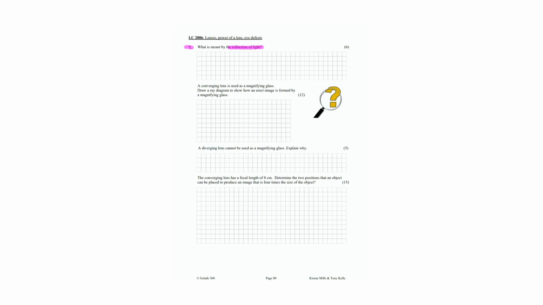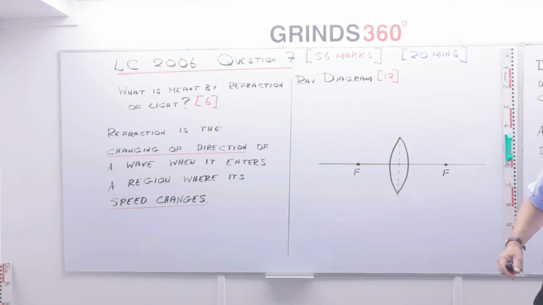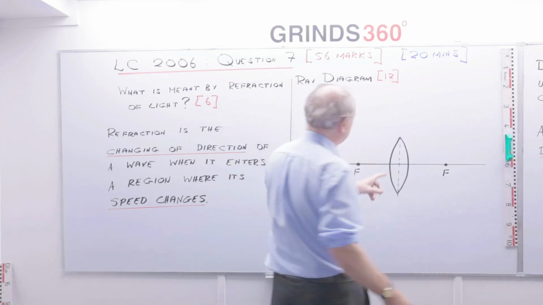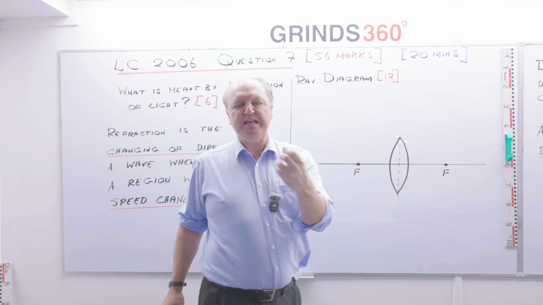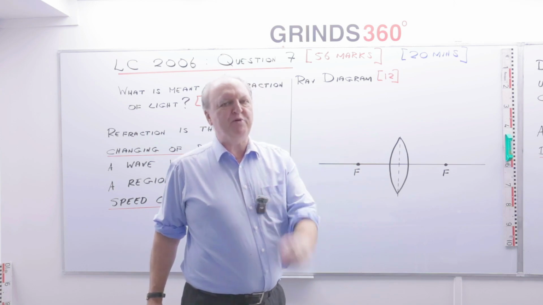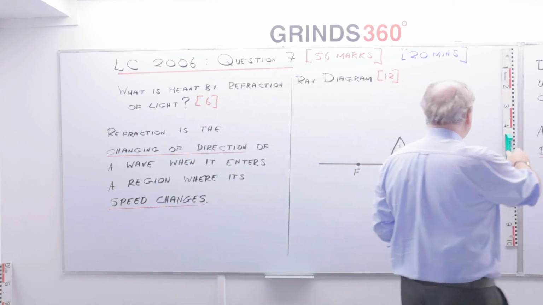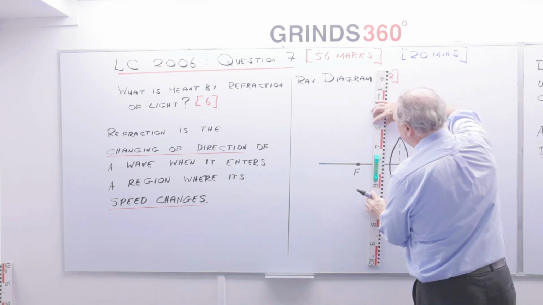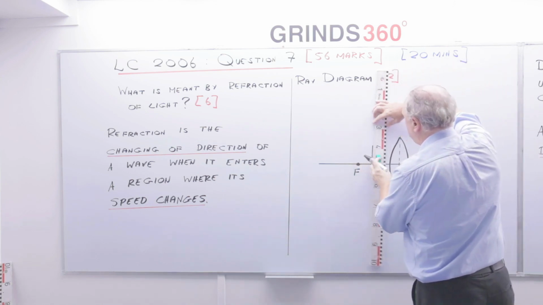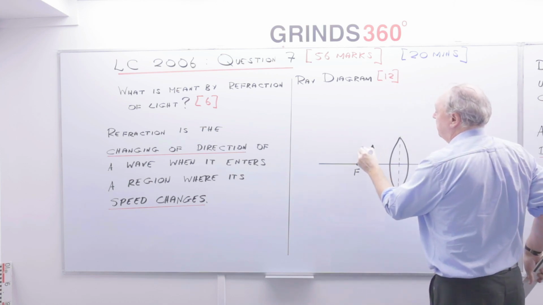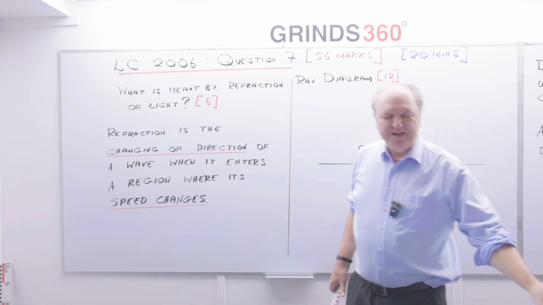They're saying a converging lens is used as a magnifying glass. Draw a ray diagram to show how an erect or an upright image is formed by a magnifying glass. So you should know your ray diagrams really, really well. So here's a diagram on the board of my convex or converging lens, and I want to use it as a magnifying glass. Well, where do I put the object? Well, it's important that I put the object inside the focus for that to occur. There's my object, O.